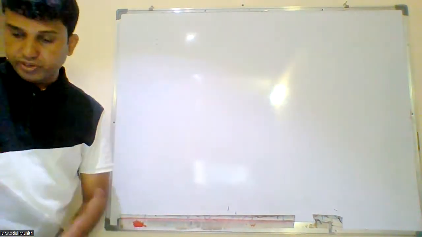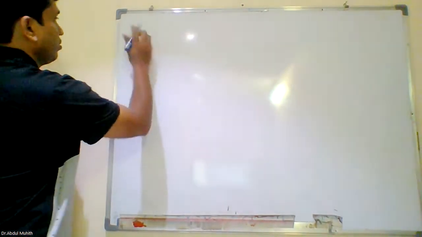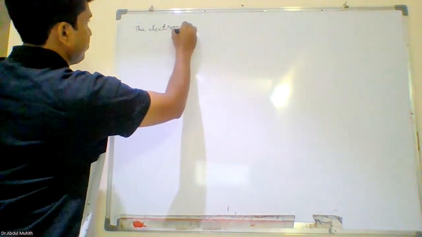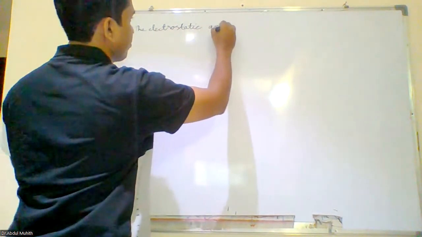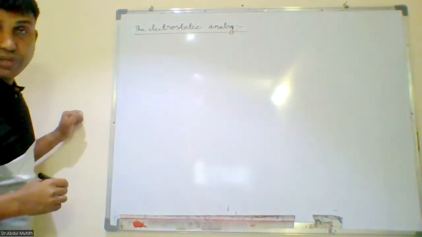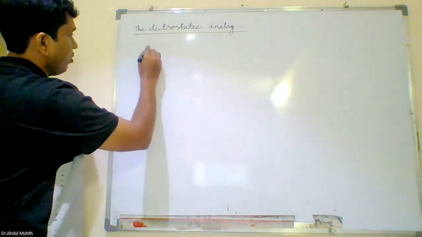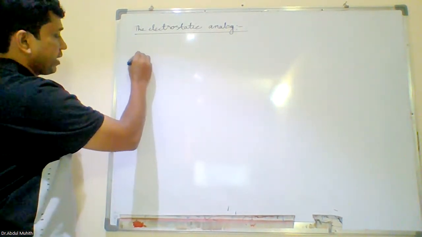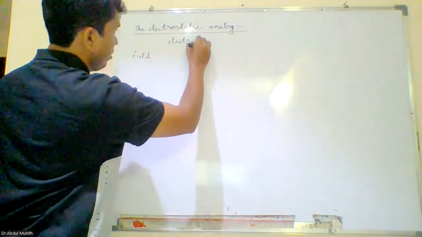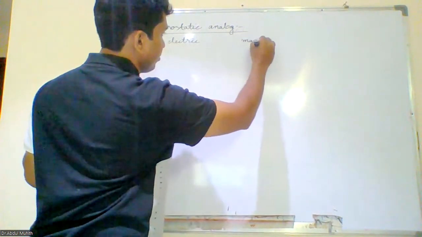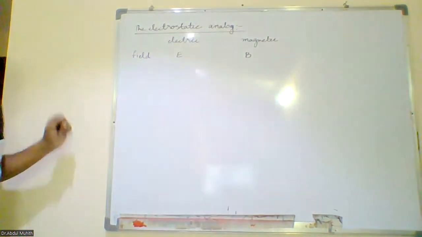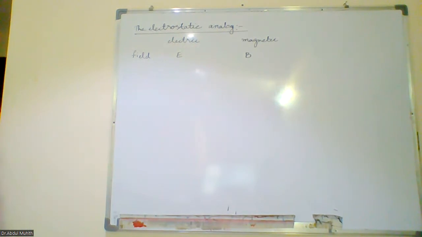Now, here we have the electrostatic analog. We are going to compare electrostatic to magnetostatic. So we have electric field and magnetic field. For electric field, we write capital E. For magnetic field, we write capital B.